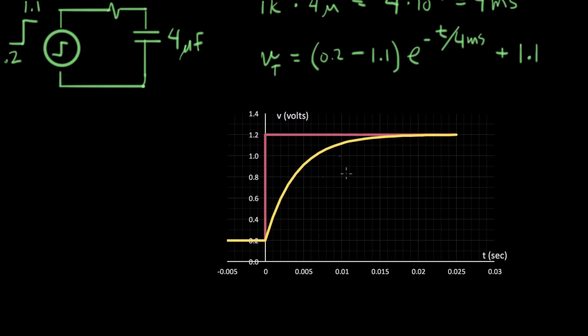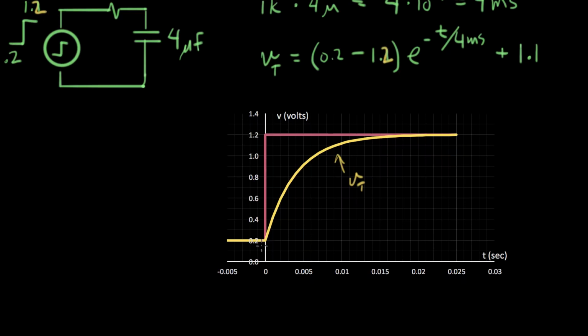So here's V of t, or the step response, the total response of our RC network to a step voltage. The step voltage is here in rose color, and it goes from 0.2 volts up to, oh, I got it wrong, 1.2 volts. Let's change that to the right number. 1.2, 1.2. And this is what it looks like.